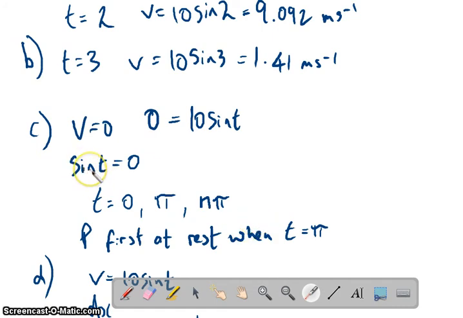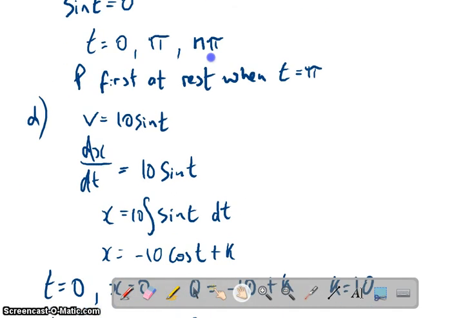So sin to the minus 1 of 0 obviously gives us t, and then we've got pi repeats. So P is first at rest, obviously initially, and then when time is equal to pi. Okay. Next part of the question.